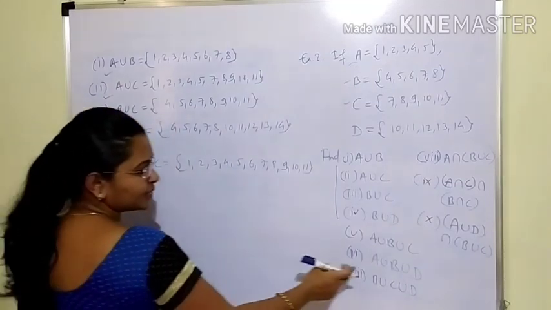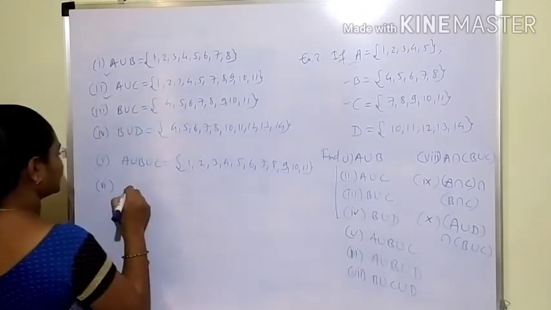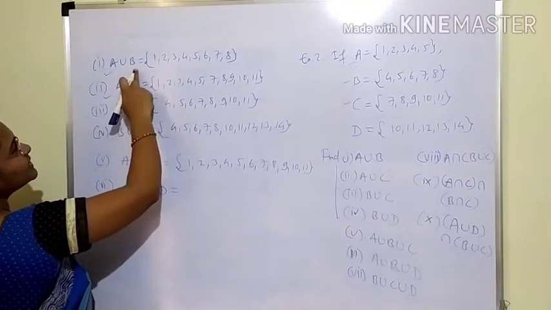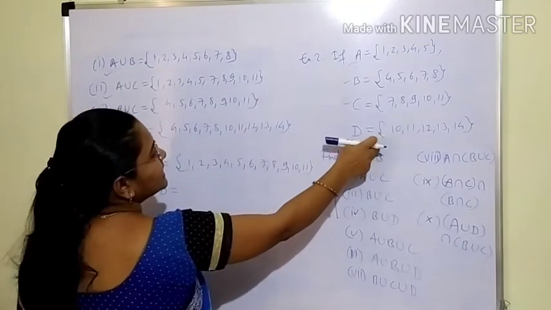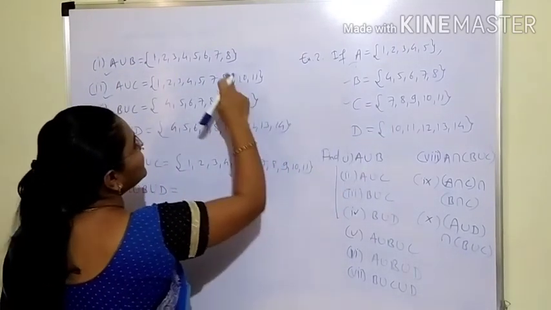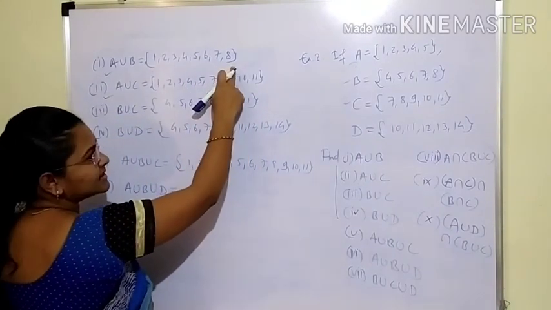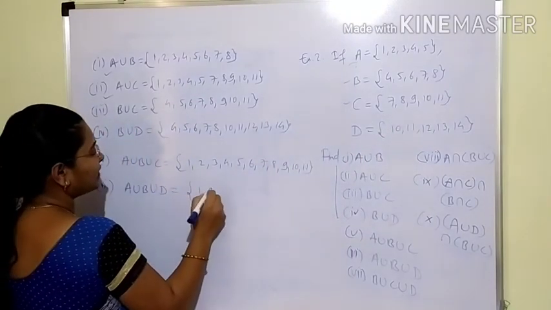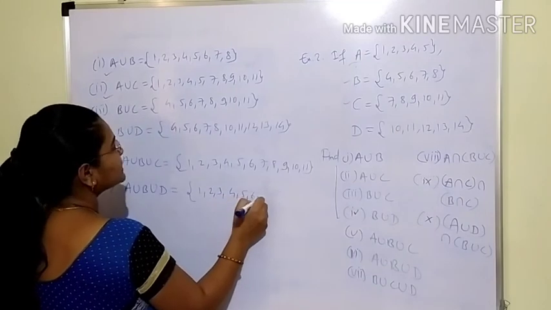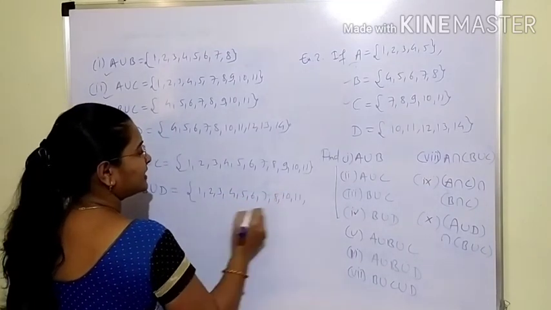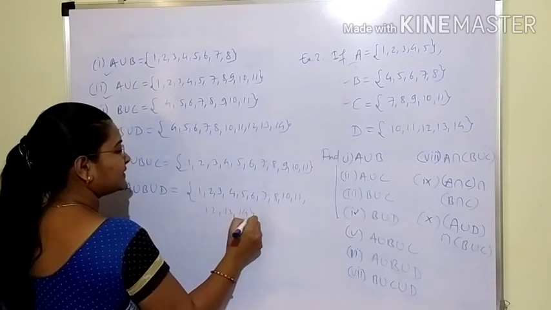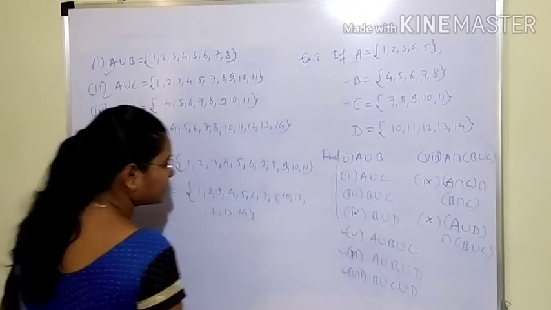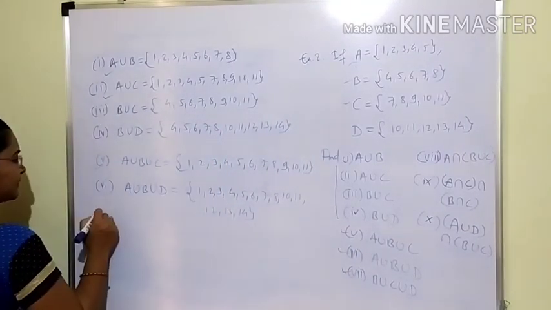Sixth one, union of A, B and D. A union B union D. Now we know A union B. So in A union B we'll add just elements from set D. So only 9 will not be there then. 1 to 8 it is there, and here 10, 11, 12 till 14. So this set will have 1, 2, 3, 4, 5, 6, 7, 8, 10, 11, 12, 13 and last one 14. Understood?